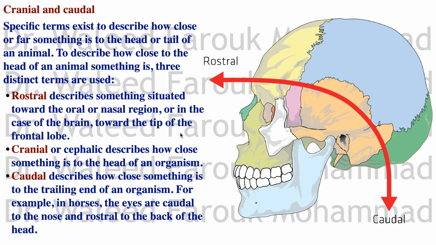So that's why we use rostral and caudal, or cranial and caudal. Rostral or cranial means closer to the head, and caudal means closer to the lower end. This makes description of structures more precise.